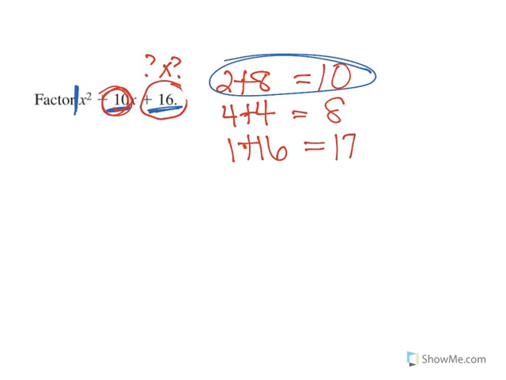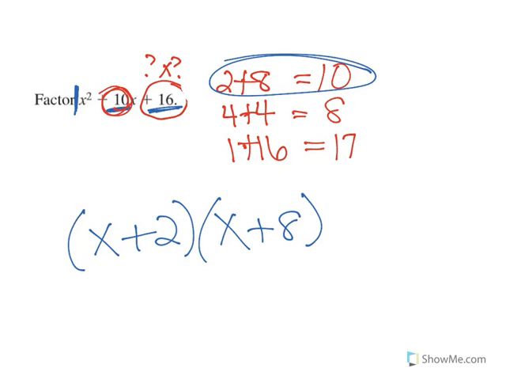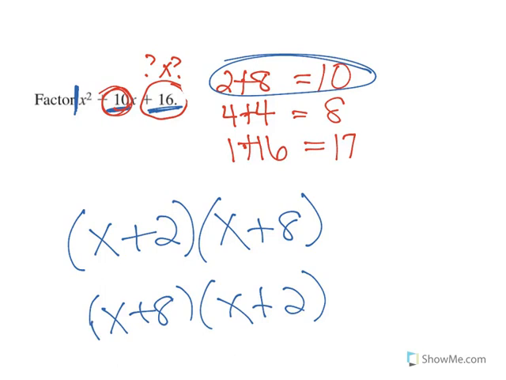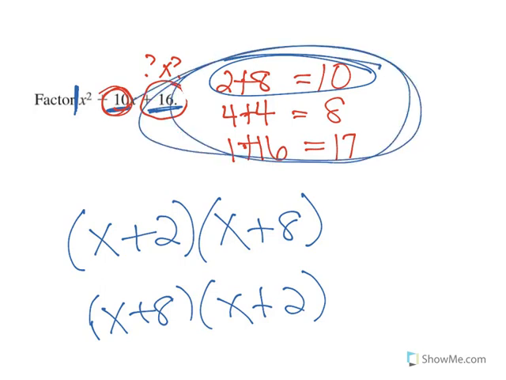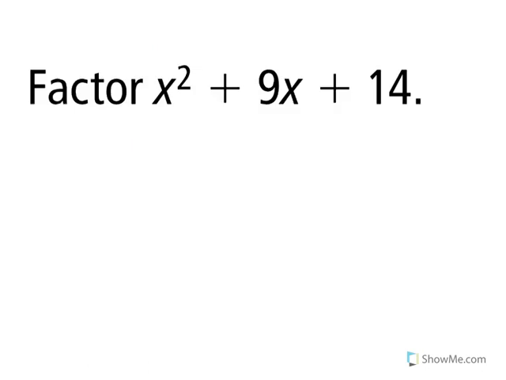That's the hard part. And then we just take that pair and put it into binomials: x plus 2 times x plus 8. Could you write x plus 8 and x plus 2? Sure, it doesn't matter. Either order works. And you're done. That's your answer. Your work for these is showing me where you're listing all of the possible pairs that multiply to whatever c is. Okay, so let's try another one.